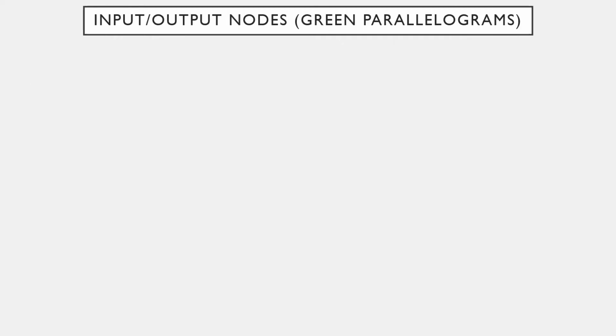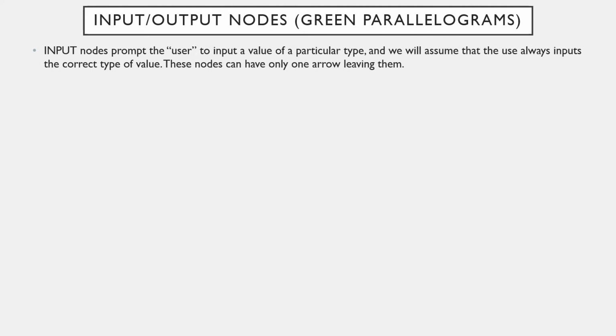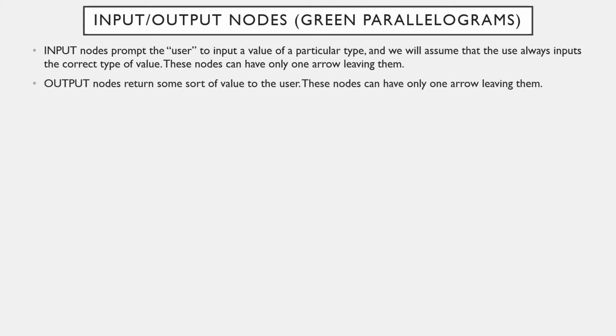How do input-output nodes look? Remember that they prompt the user to input a particular value of a particular type, and you get to assume that the user has done this correctly. In general programming, by the way, you have to be very careful that your user doesn't input values of the wrong type. If you ask them to input text and they input a number, you want to make sure that isn't bad. But we're going to take the enormous luxury of assuming that our users are always inputting values of the correct type. They have one arrow leaving them. Output nodes output some sort of value, and they have one arrow leaving them.